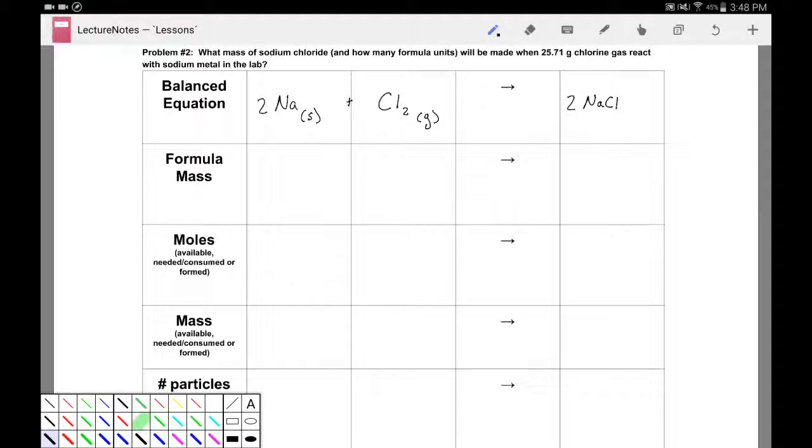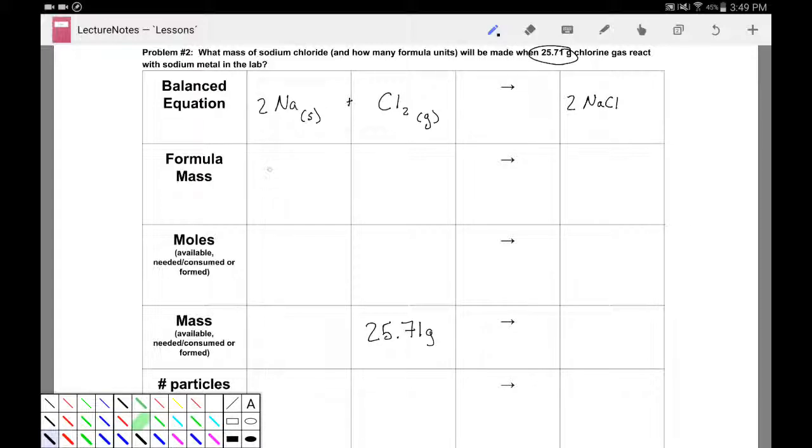Step 2 is we're going to fill out the remaining cells with the information that's given to us in the problem. Up here, it tells us that we have 25.71 grams of chlorine for us to use in our reaction. So we're going to put 25.71 grams into the cell for chlorine gas. Step 3, we're going to find the formula masses of all of our reactants and all of our products and put them into the first row.